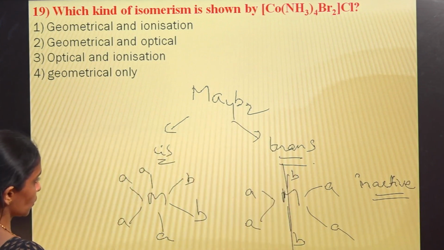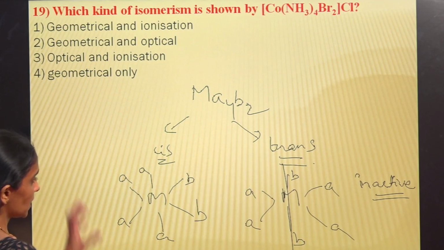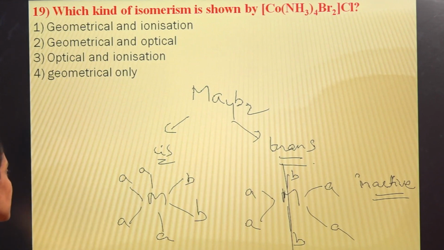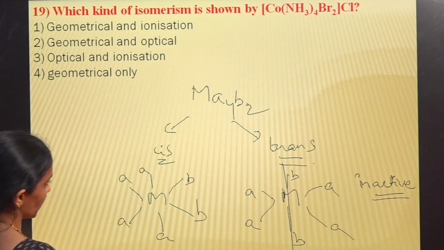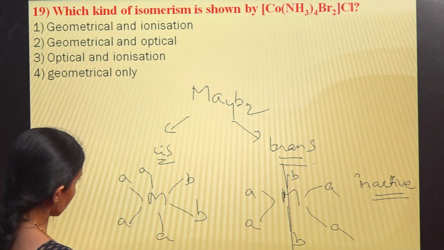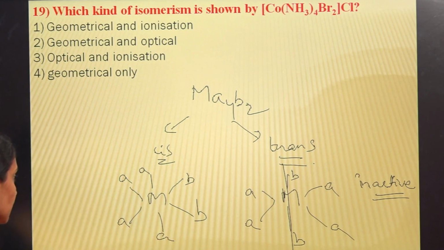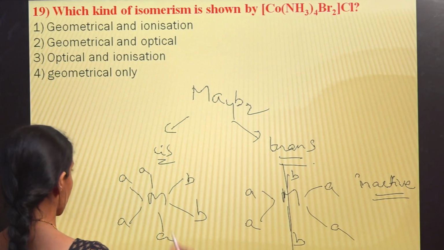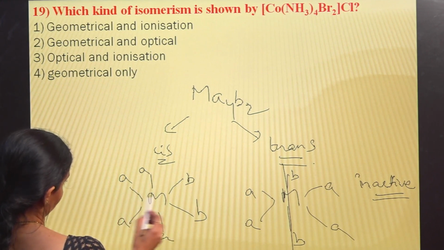What about the cis form? In the cis form also there is a plane of symmetry. Now, which is that plane of symmetry in the case of cis form? The symmetry plane, again, there are more than one symmetry planes. One of them is this.